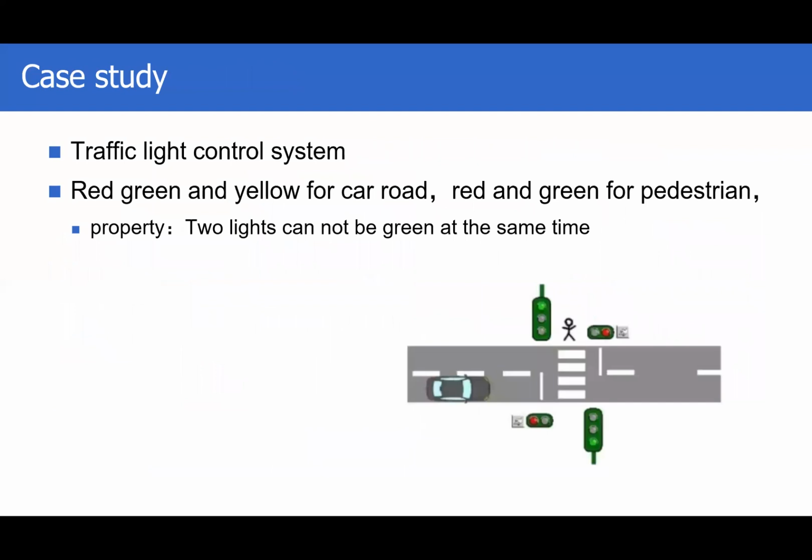Here is an example of how to verify the Autonomy models. This example is a traffic light control system.